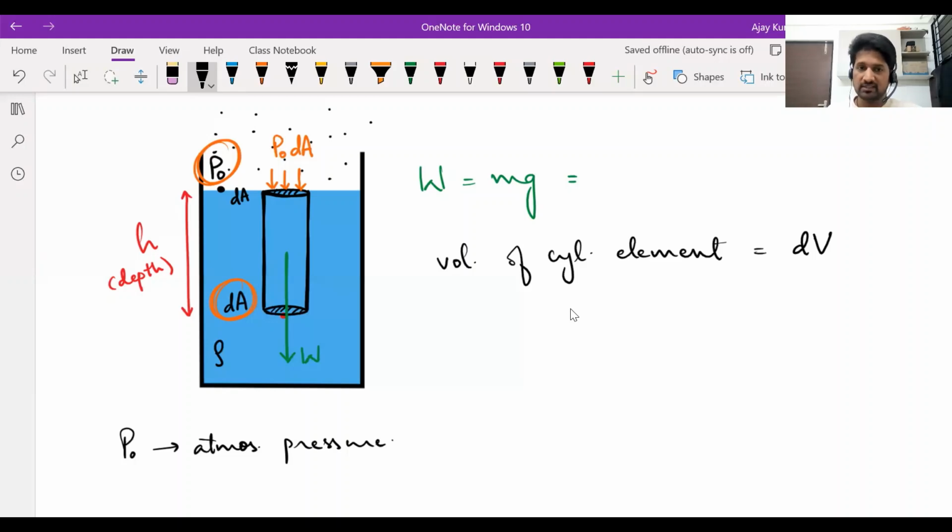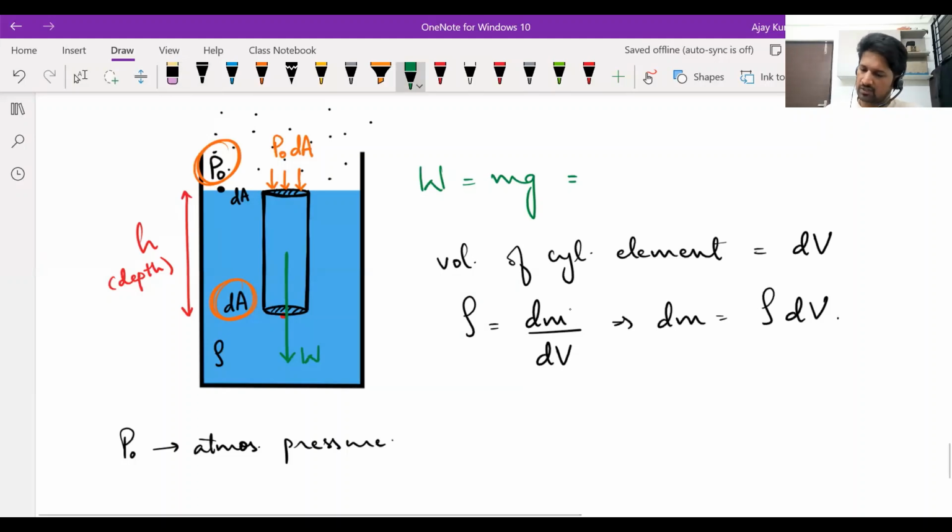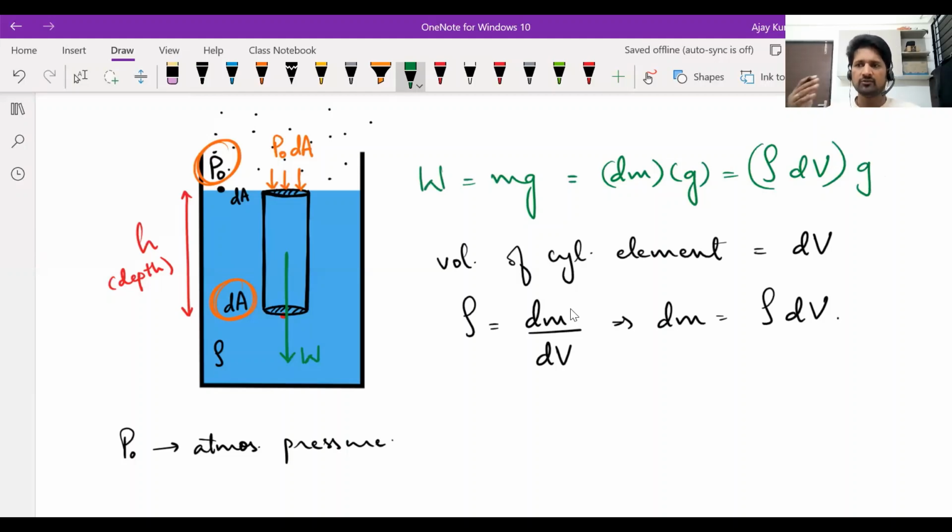Now we know density is mass by volume. So small mass divided by small volume becomes density. Therefore, mass becomes density multiplied with volume. This is how we express masses of fluids, in terms of their density. So weight mg will be acting on it. How do you express that? It's a small mass multiplied with acceleration due to gravity. So we write it as rho into dV, that is small mass, multiplied with g. If you take volume as V, you can write it as rho Vg also. I'm writing it as rho dV into g. That is how we express weight.